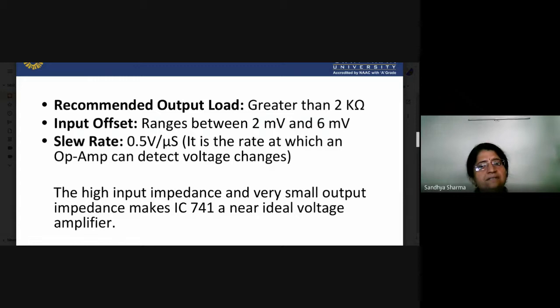The most important properties of our operational amplifier, which make it very beneficial, are the high input impedance and very small output impedance, which make the 741 IC an ideal voltage amplifier.